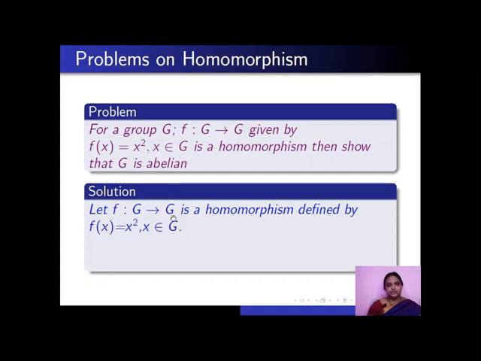Let F map G to G be a homomorphism defined by F of X is equal to X square for X belongs to G. So this point is given in the problem itself. Now, if you take X comma Y belongs to G, what is G here?